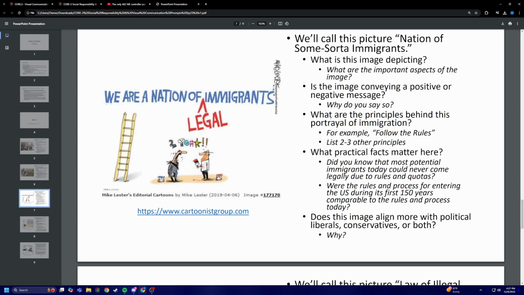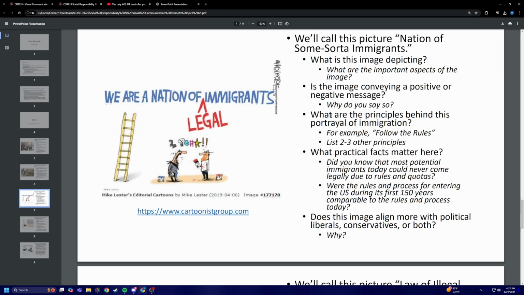What are the principles behind this portrayal of immigration? It's again the same. You have to follow the rules to come in. I mean, illegal immigration is essentially wrong. That's another principle. And, you know, keep each group of people separate is another one. So that's really Apartheid. That's a logical extreme, but you know, it follows the same principles.